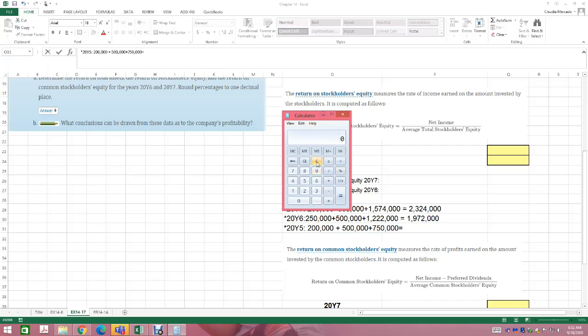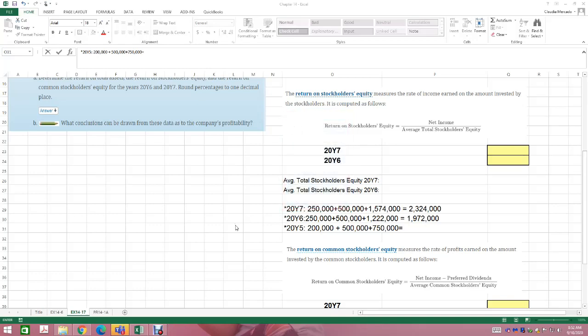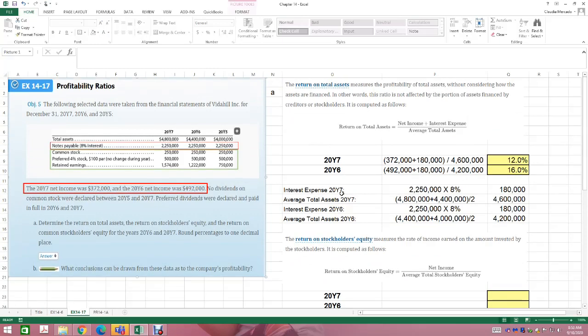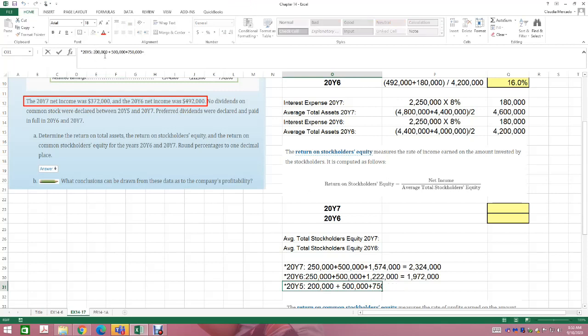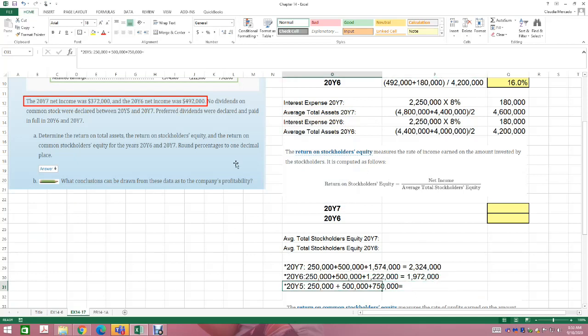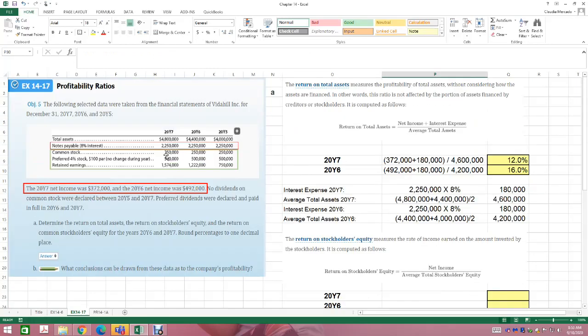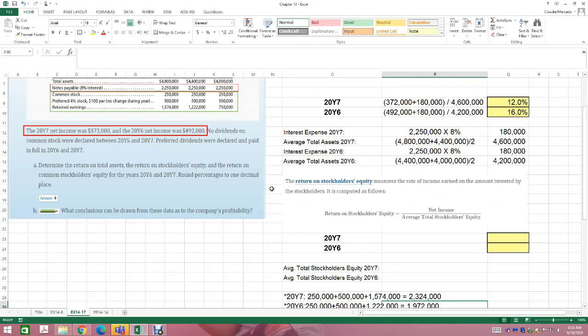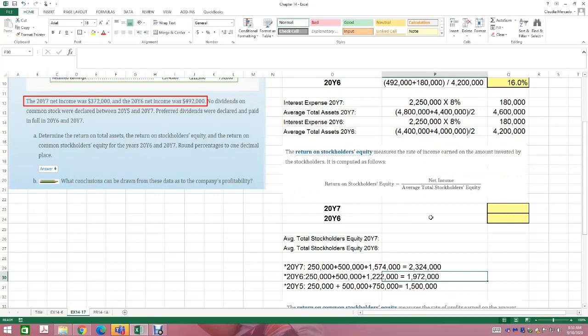But let me rerun these numbers. Did I pick up the numbers correctly? Let me see. 200, 500, and 750. Oh, the first one is not 200, it's 250. I was like, why am I getting an incorrect amount here? There we are. You see how easy it is to make a mistake? So it's 250 plus 500, plus 750. So that gives me 1.5 million. Yep, that makes sense. 1,500,000. So I've calculated my total stockholders' equity for the 3 years, and I just did that by adding common stock, preferred stock, and retained earnings. Now we can do our calculations and figure out our average total stockholders' equity.